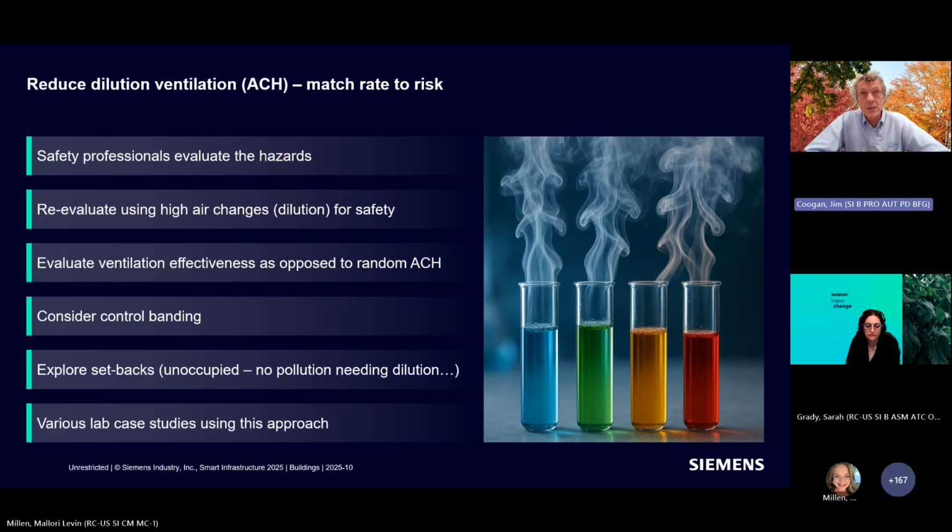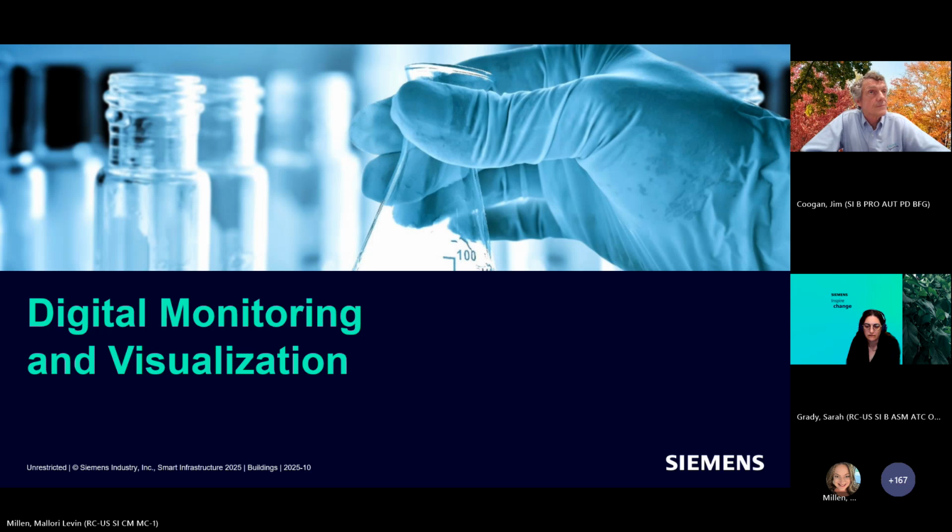So there's a lot of things to think about, and some of it comes from the safety professionals, some of it comes from the lab managers, some of it comes from the ventilation designers. You need to put all that together if you want to reduce ventilation consistent with a well-organized LVMP. And then I think Sarah picks it up to talk about how we visualize this and monitor it after occupancy and in operation.